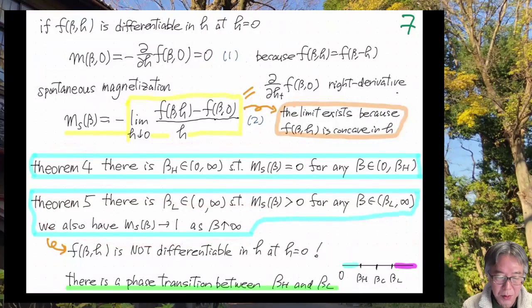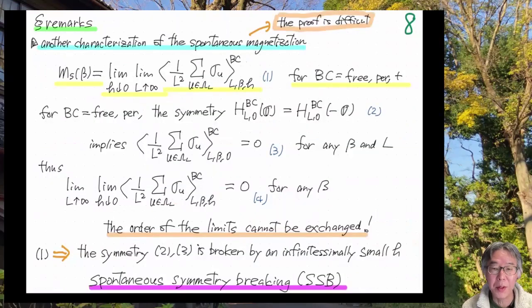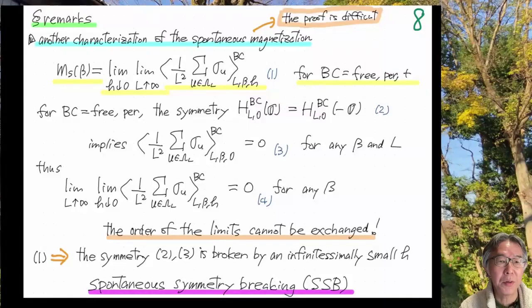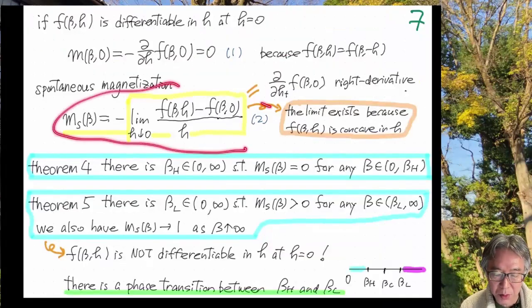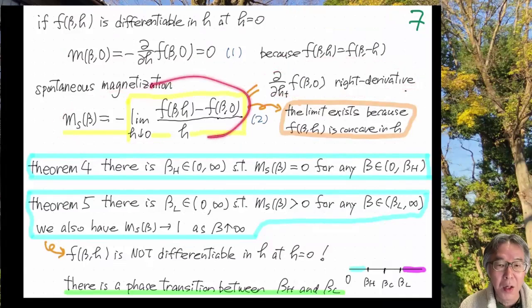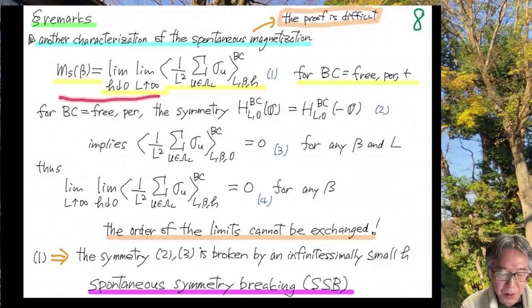So this could be the end of part 2, but let me make some advanced remarks. The first remark is about the characterization of spontaneous magnetization. Here we defined spontaneous magnetization this way by using the right derivative. So you may call this a thermodynamic definition. And here is a different definition, which may be called a statistical mechanical definition, and you can prove that they are equivalent. But actually, this proof is not easy. But anyway, for the Ising model, you can prove it.